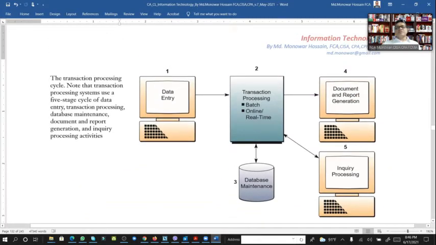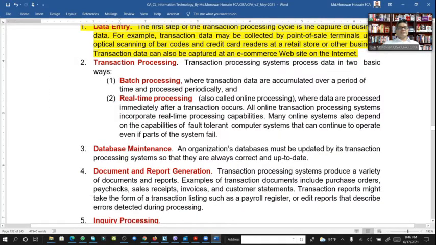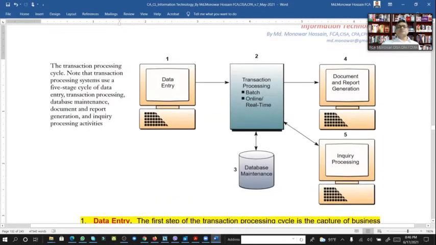Then comes transaction processing: batch process, online process, real-time process. Transaction processing systems process data in two basic ways: batch processing and real-time processing. In batch processing, transaction data are accumulated over a period of time and processed periodically. Real-time processing, also called online processing, processes data immediately after a transaction occurs. In database maintenance, organizational data must be updated by the transaction processing system so that it is always correct and up to date.